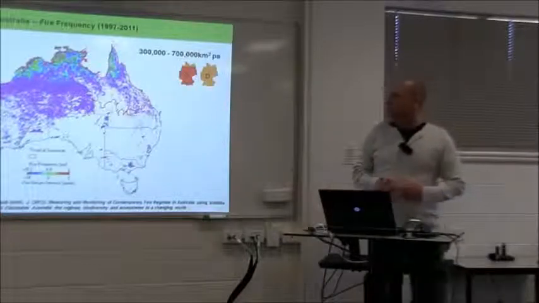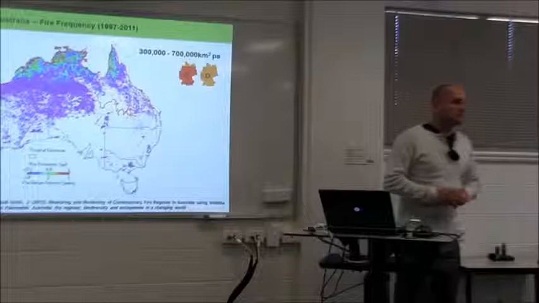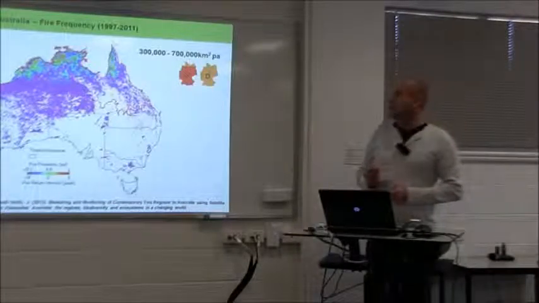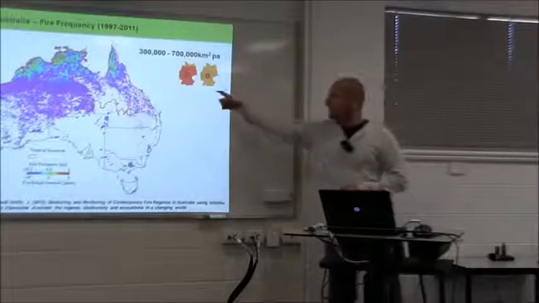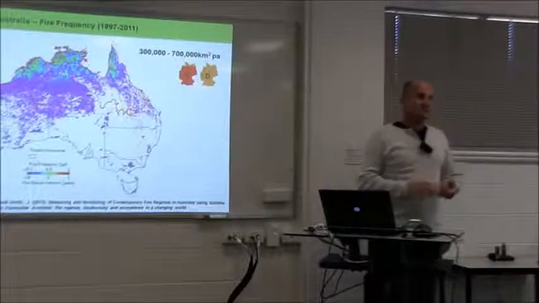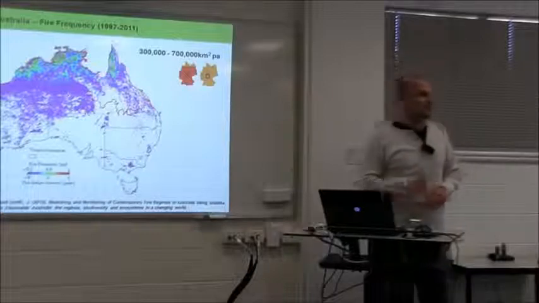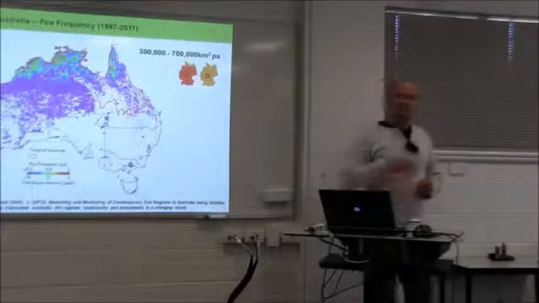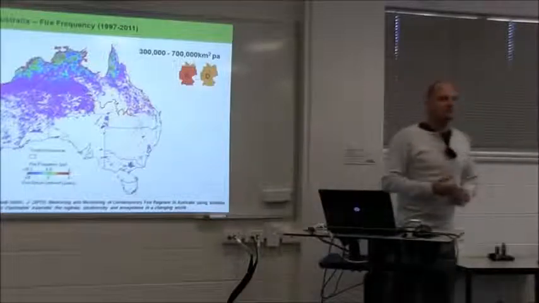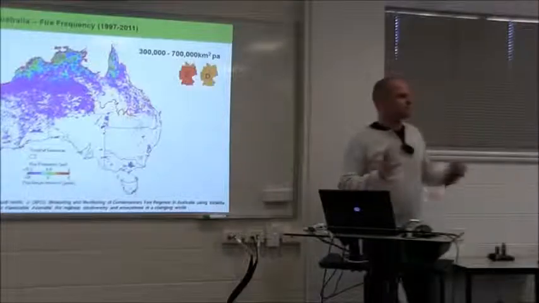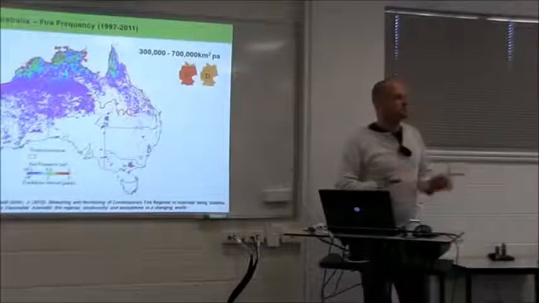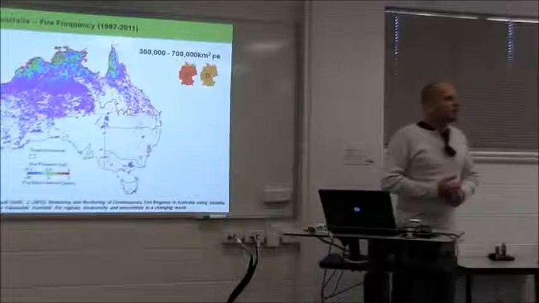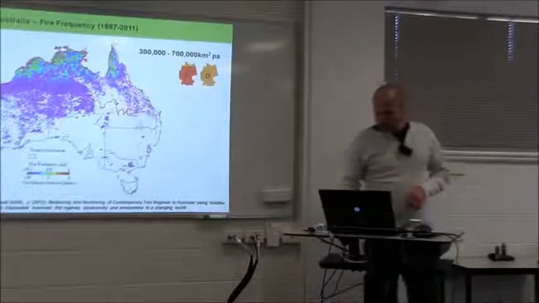Just some interesting statistics. In Australia, every year between 300 and 700,000 square kilometers burn, so every year. I just put that as an example here. That's between 1 and 2 times the size of Germany. So it's a huge area. But having heard the previous speakers, you might think, yeah, well, fire and remote sensing, that's basically a solved problem. It's operational now, we just do it on a regular basis.